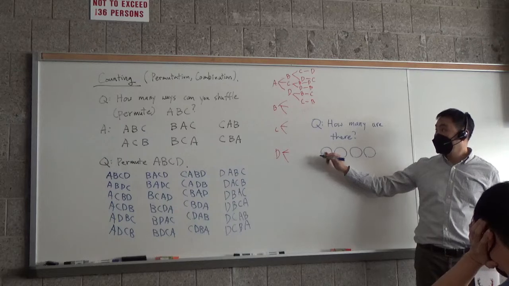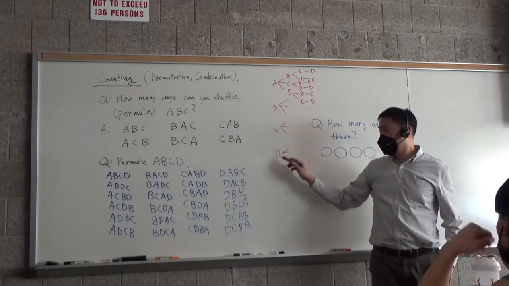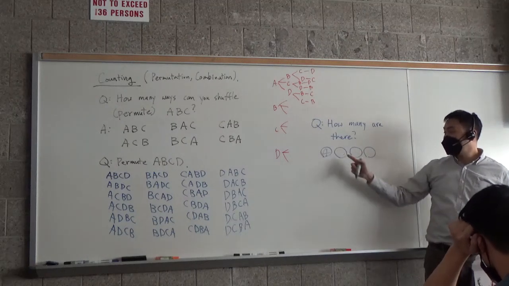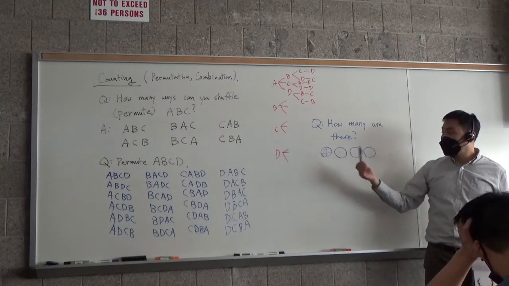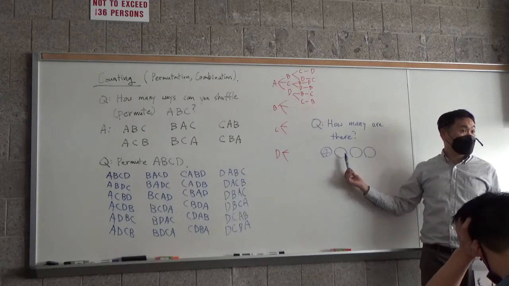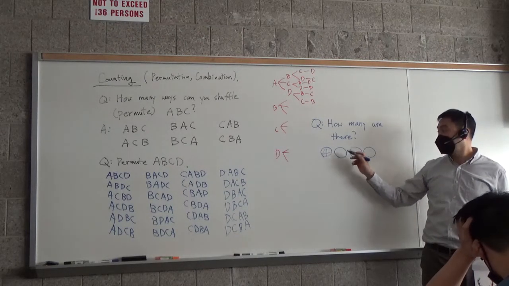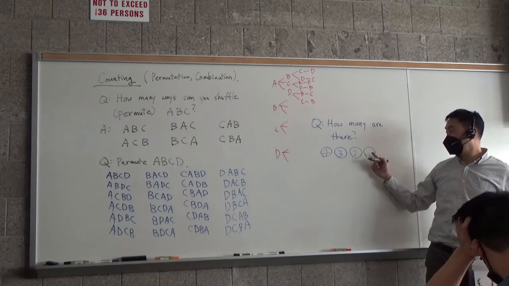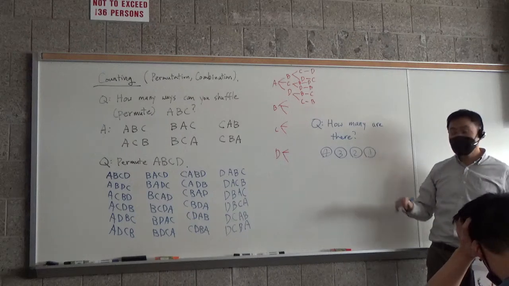In the first slot, you can have A or B or C or D. So how many choices do you have? 4. In the second slot, because you already used up one of the letters, you're left with 3 letters, right? So how many choices do you have? 3. How many choices do you have here? 2. And then you're left with just 1 choice, right?